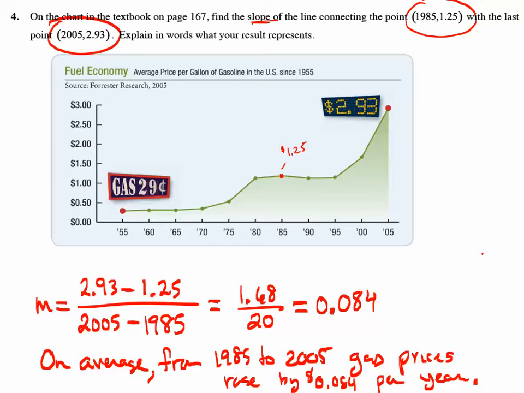So it's like in 20 years it went up $1.68. That's the price before you divided it? Yep, so in 20 years it went up $1.68. So if you add $1.25 plus $1.68, you should get the $2.93.